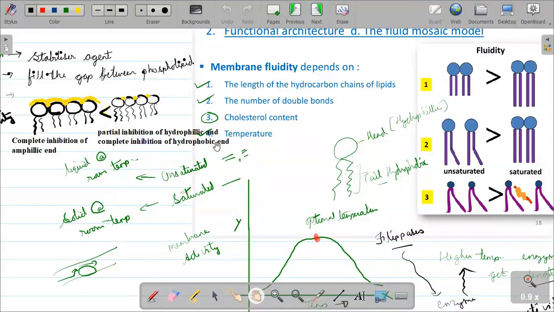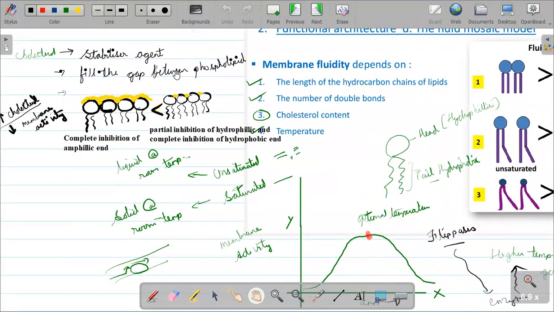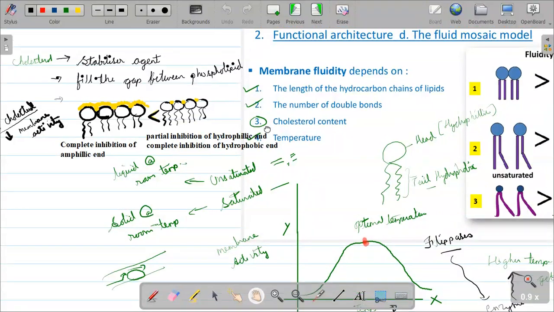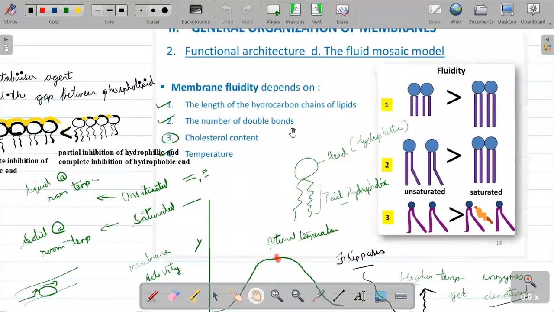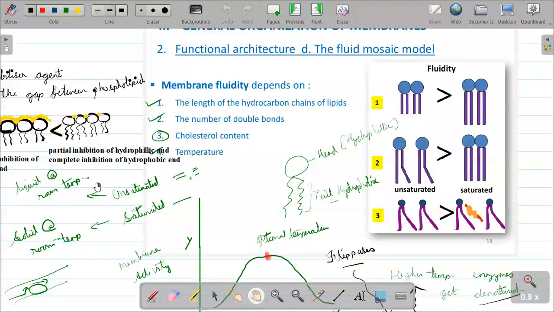Cholesterol content above the normal will fill the gap between the phospholipids, which may lead to complete or partial inhibition of the amphipathic ends. As a result, the fluidity of the membrane may be lost. If the number of double bonds is more, they are liquid at room temperature, because unsaturated molecules generally have double or triple bonds.